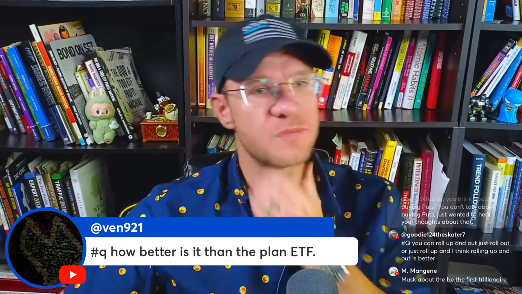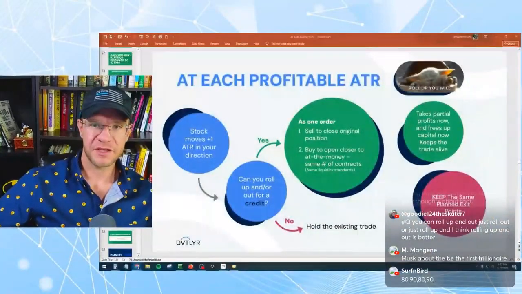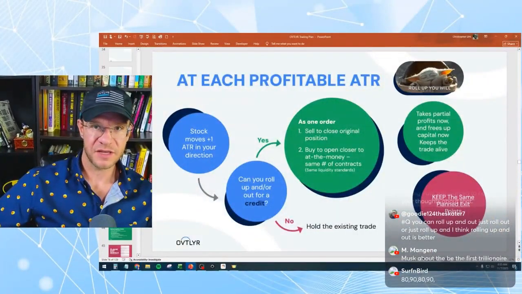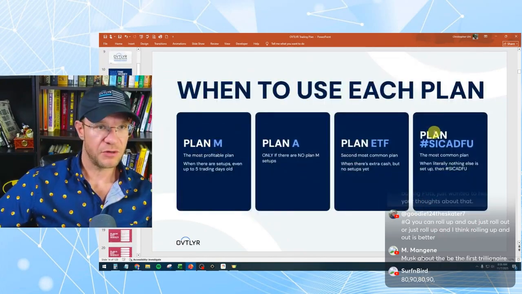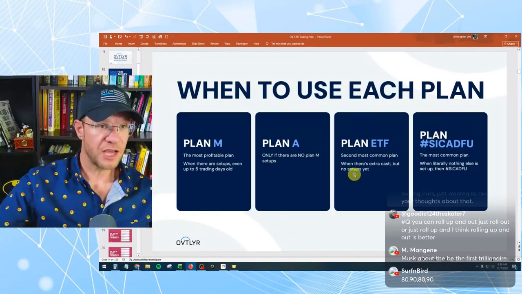Okay, how is this better than Plan ETF? Plan ETF is the defensive plan. Plan ETF is when plans M and A aren't set up. And rather than just sitting in escrow, just sitting in cash, not messing up your portfolio, Plan ETF is there to hopefully give us some gains, right?